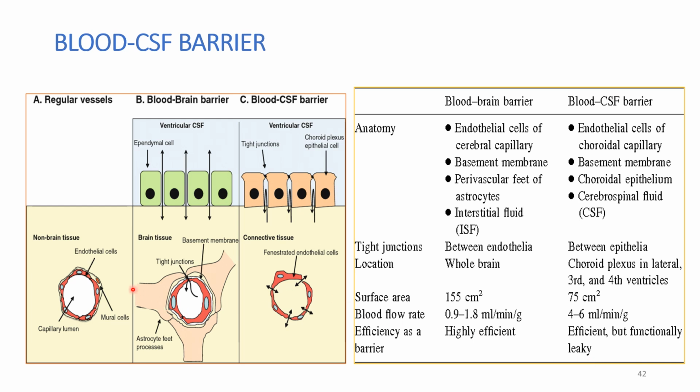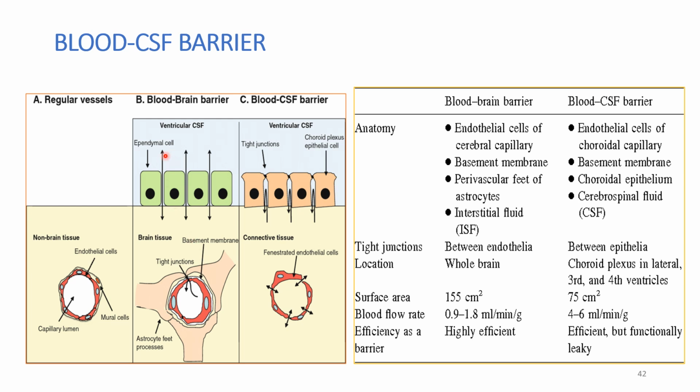So you understand? This is the blood-brain barrier, present in the whole brain except the circumventricular organs. And the blood CSF barrier is where the CSF is formed, that is, in the ventricles at the choroid plexus level.